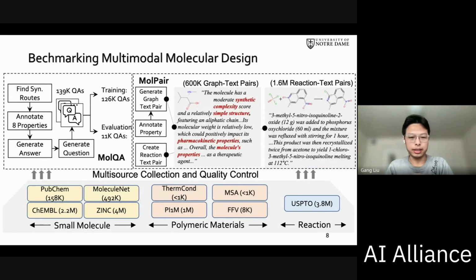Okay, here is the data set. Here are the two data sets we contribute in this work. We call them MoleQA and MolePair. The MoleQA is used to fine-tune the large language model and evaluate the large language model in the inverse design task. And the MolePair is used to pre-train these graph models as we see in the Llamole. So these two data sets come from different data sources, and we also use some quality control methods to filter them. We can see that we collect data from small molecules and from polymeric materials. Also, we collect reaction data from the USPTO database.